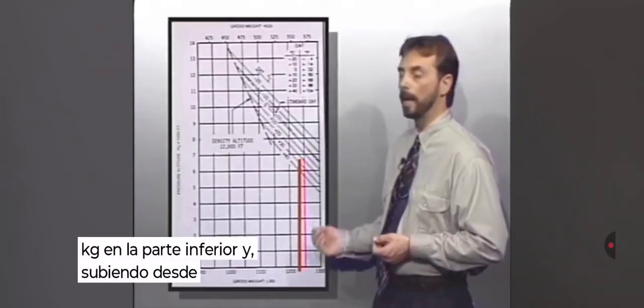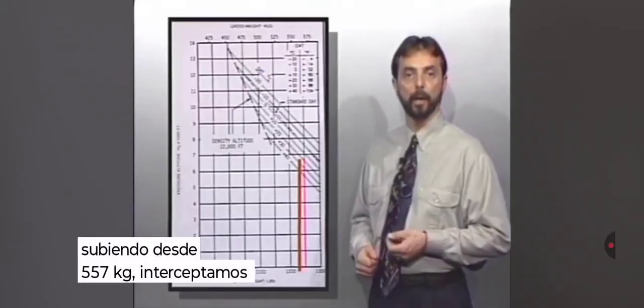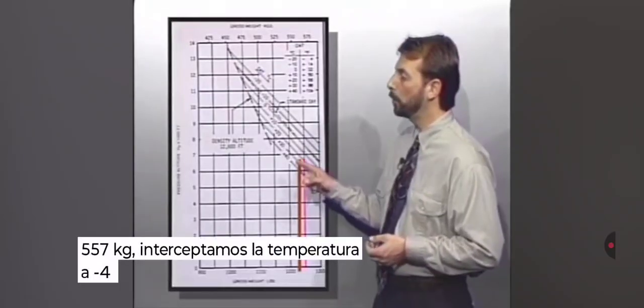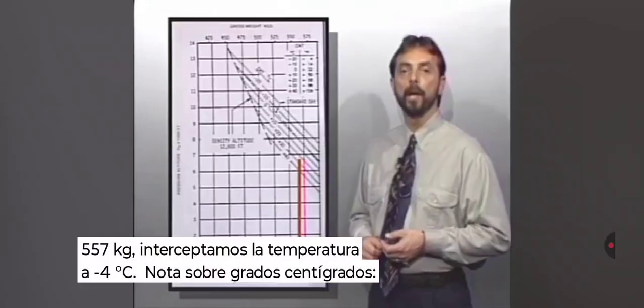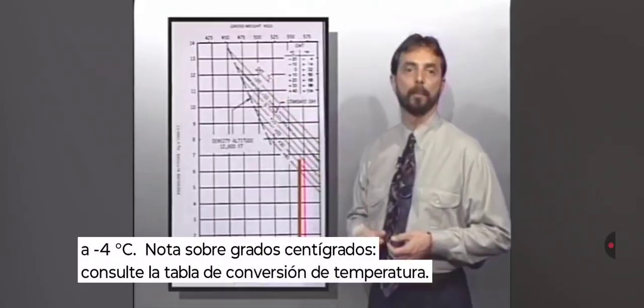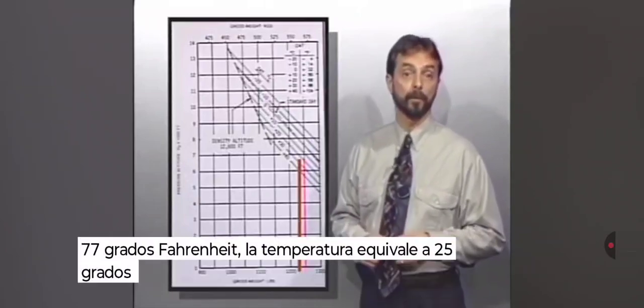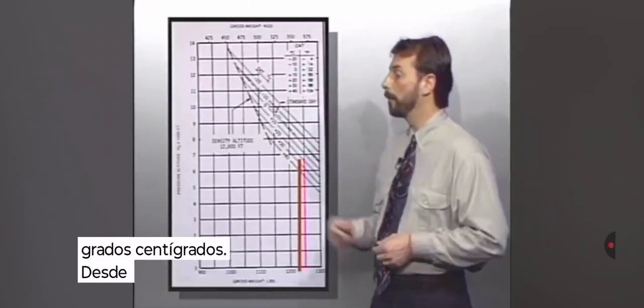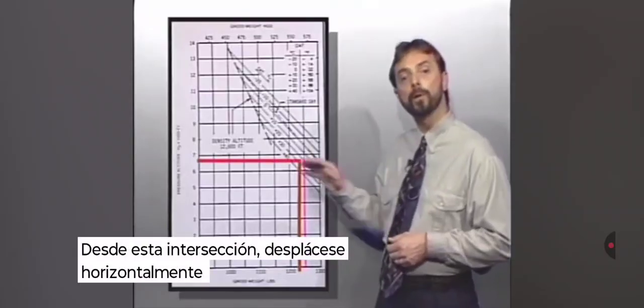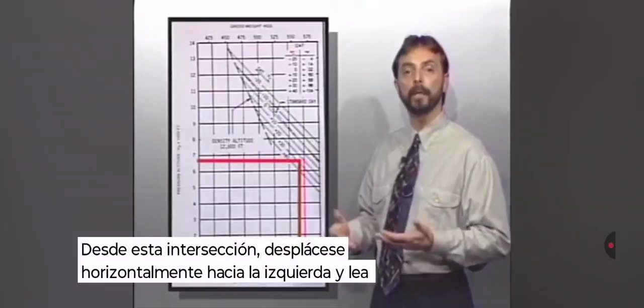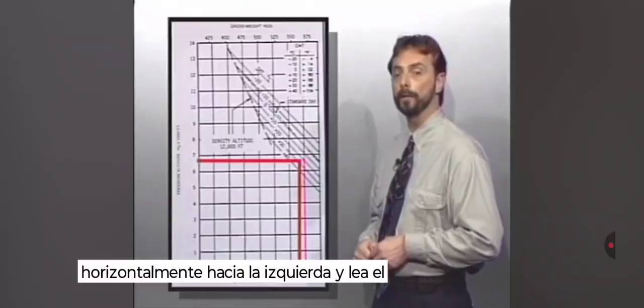Moving upwards from 1,225 pounds, we intercept the temperature at 25 degrees centigrade. Note the temperature conversion chart up above. 77 degrees Fahrenheit is equal to 25 degrees centigrade. From this intersection, proceed horizontally to the left and read the calculated in-ground effect hover ceiling.